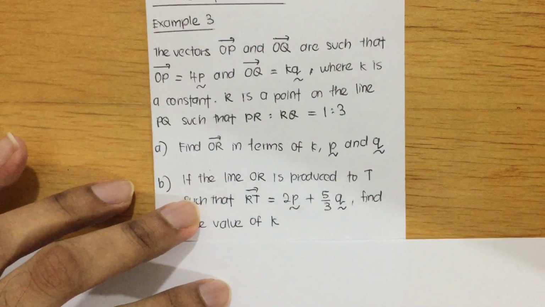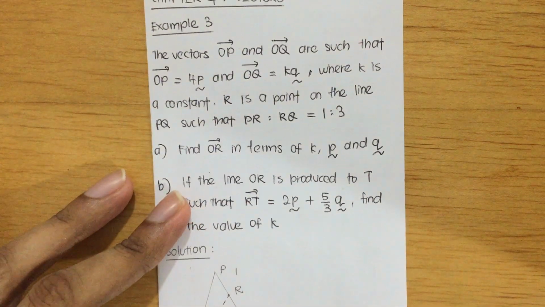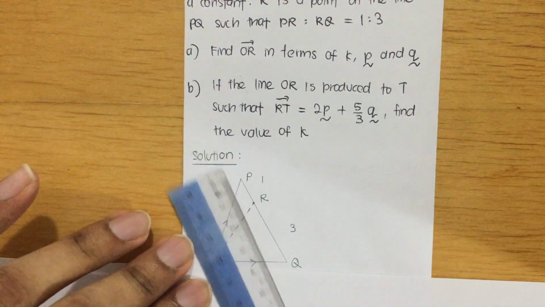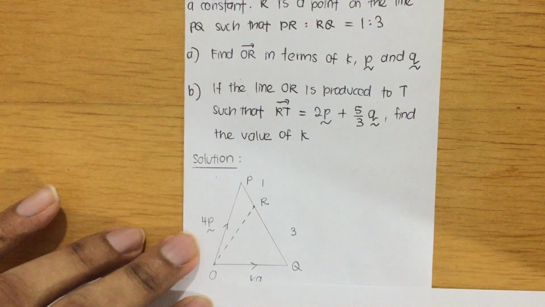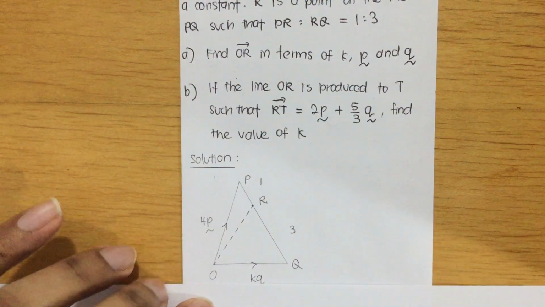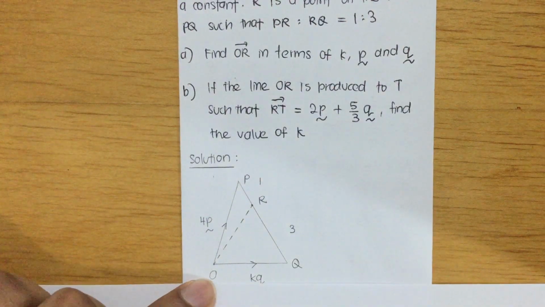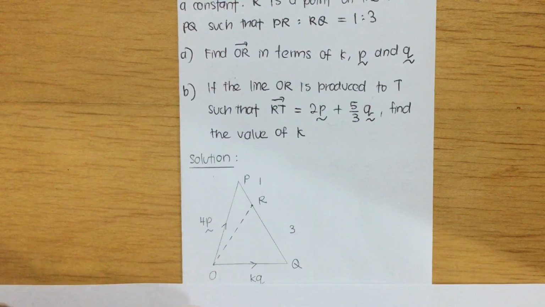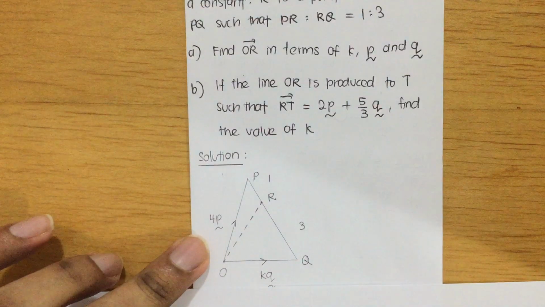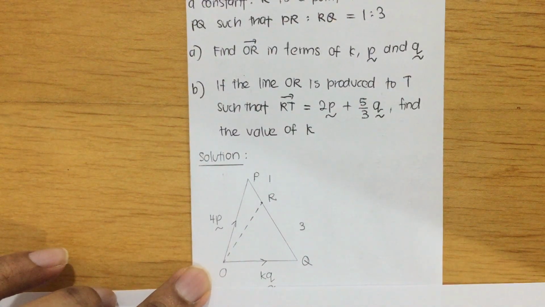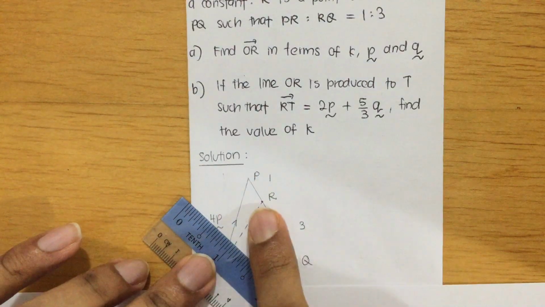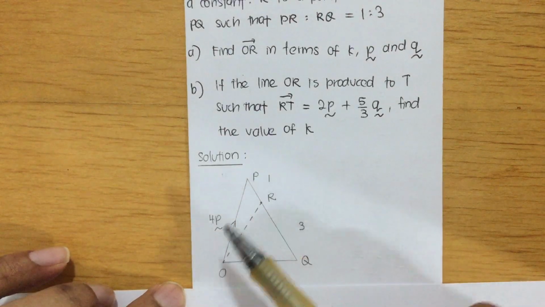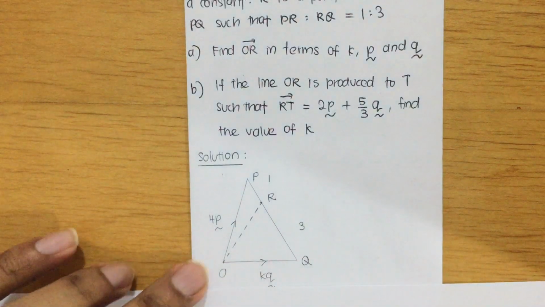So what we're going to do is draw a straight line. Okay guys, but in the question they clearly didn't mention the position of O. So we're going to assume that the position O is on the left hand side. This is just an assumption guys. So this is your position O and this is your straight line PQ. In between is the point R, which separates it into the ratio 1:3. And this is your vector OP, which is 4P, and vector OQ is KQ.